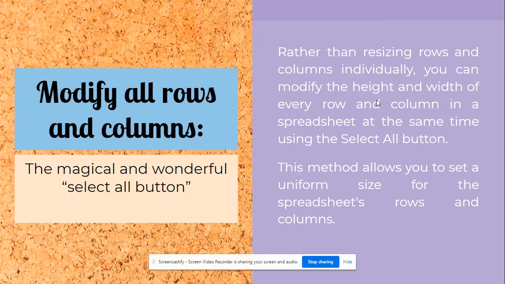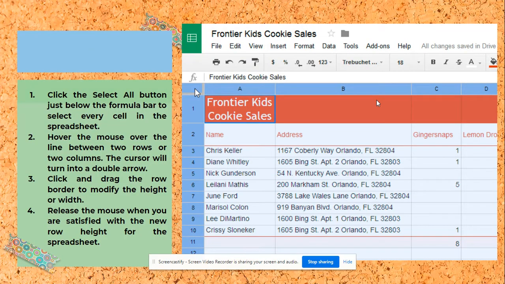Remember that we have the magical and wonderful select all button. In this case, we can just select all of my columns and all of my rows and just modify it once, and everything is going to be modified at the same time. Okay, it says click on the select all button, which is right down the FX where my mouse is at the moment. If I click on it, all of my cells are going to get selected, and then I can just click and drag the row borders or the column borders, and everything is going to be switched to the same size. So I'm going to be showing you that in a moment.